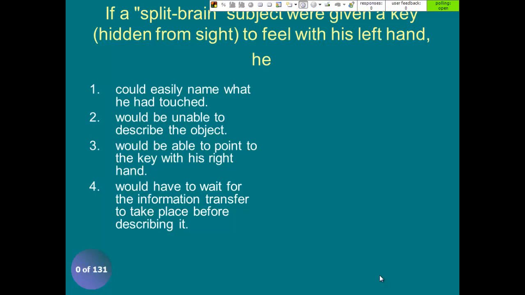If a split-brain subject was given a key and they didn't see it, and you put it in their left hand, to feel with their left hand, all right? So a split-brain person, okay, you have them touch a key, they don't look at it, they just look forward, touch this key, and they touch it with their left hand. 1, he could easily name what he had touched. 2, would be unable to describe the object. 3, would be able to point to the key with his right hand. Or 4, would have to wait for the information transfer to take place before describing it.